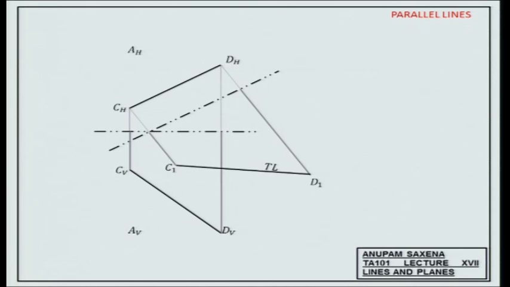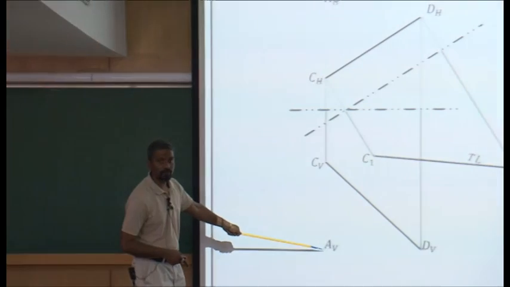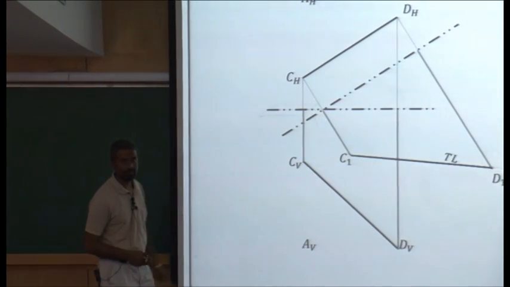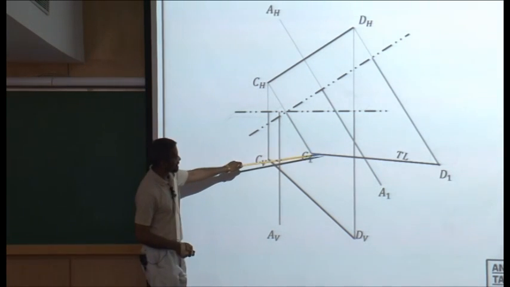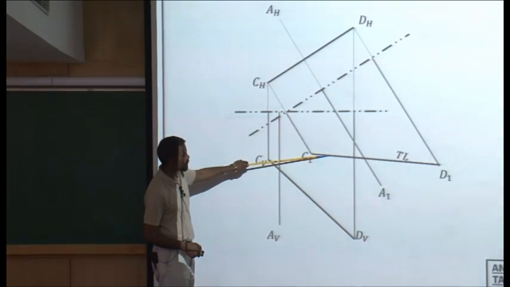Now that I have located the plane, I have to do the same exercise to get the corresponding projection of A on that plane. How do I do that? I'll draw a projector perpendicular to this hinge line. From that point, I'll measure this distance, transfer it over there. That is where my point A1 is. And then I know that this line is in true length.